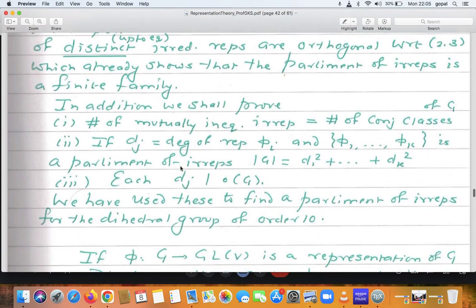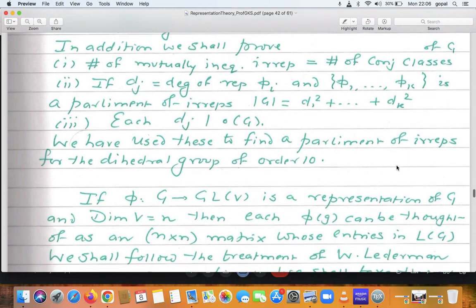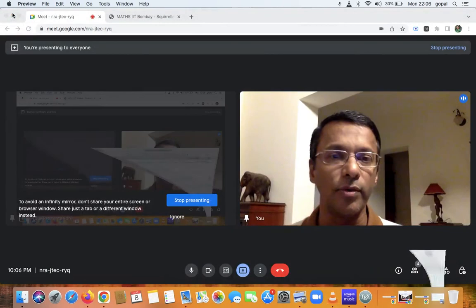In addition, we shall prove that the number of mutually inequivalent irreducible representations is the number of conjugacy classes. The degrees of the irreducible representations divide the order of the group, and |G| will be d1 squared plus d2 squared plus ... plus dk squared. Okay, so I think let's stop it here, and we will continue this tomorrow.